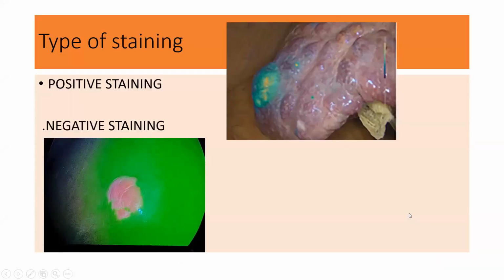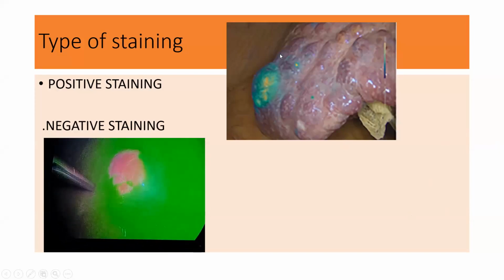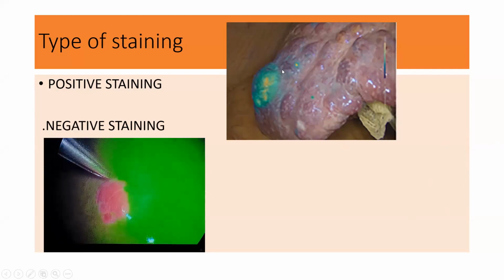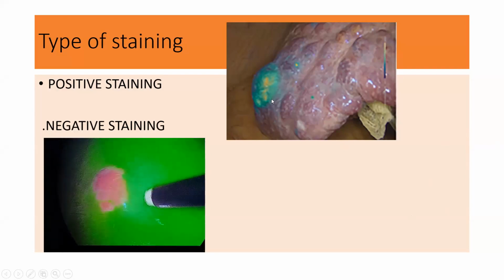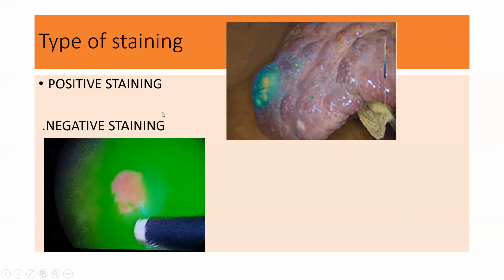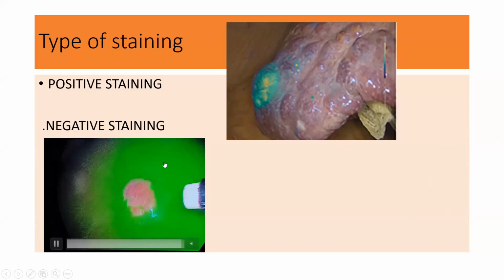There are various types of staining: one is positive staining and one is negative staining. Positive staining means the disease. Here, in the upper image, the tumor is illuminated, and that indicates that the pathology is illuminated. That means positive staining. And here the rest of the normal tissue is illuminated, but the pathology is not stained, so that is negative staining. This is because this particular patient had a hemangioma in the liver. A hemangioma has rapid blood flow, which will take away the ICG, and therefore there will be negative staining.